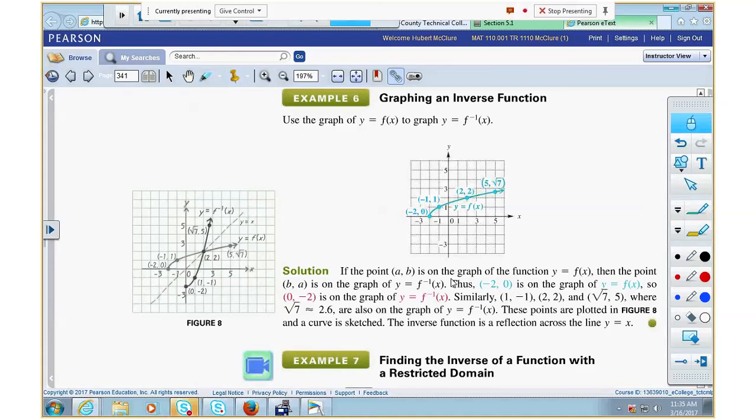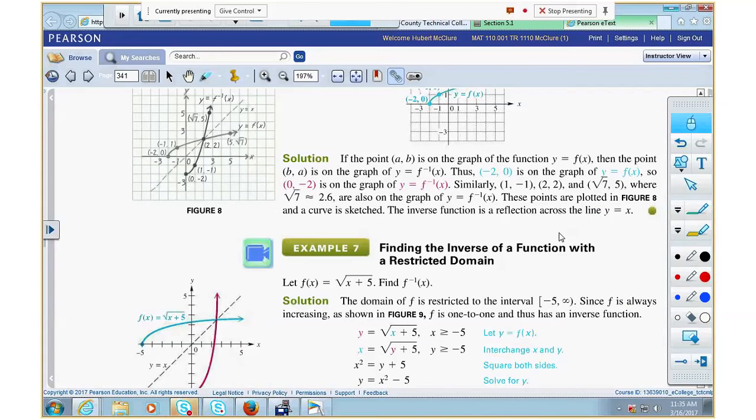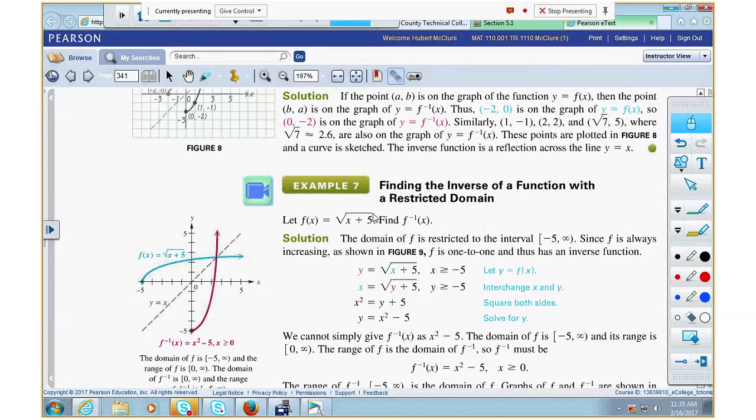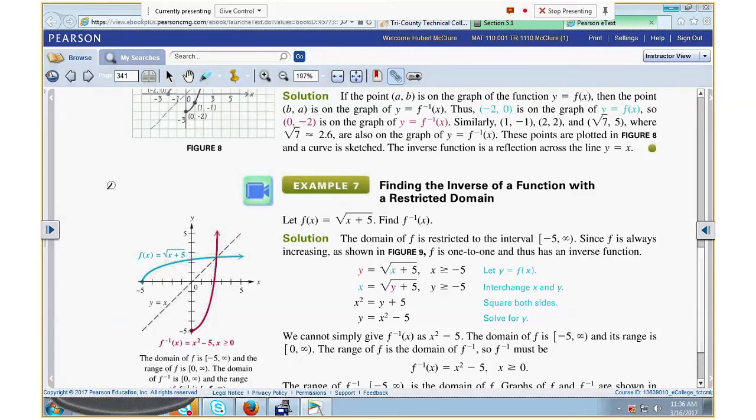Let's say here's number two right here. Find the inverse of the function with a restricted domain, all right? Find the inverse of this function right here. Do it with your algebra that you just learned. So that's going to be f of x is equal to the square root of x plus 5. So y is equal to the square root of x plus 5. So x is equal to the square root of y plus 5.